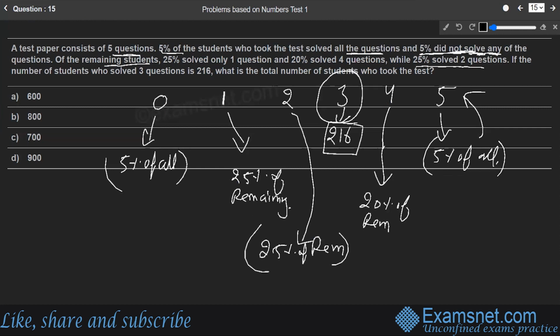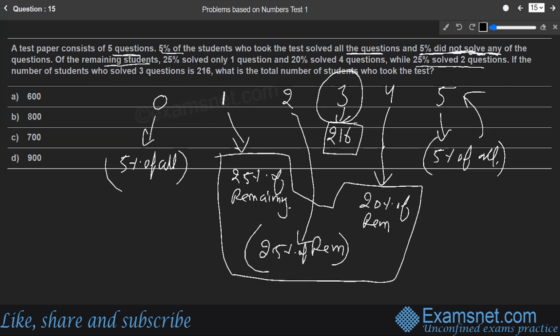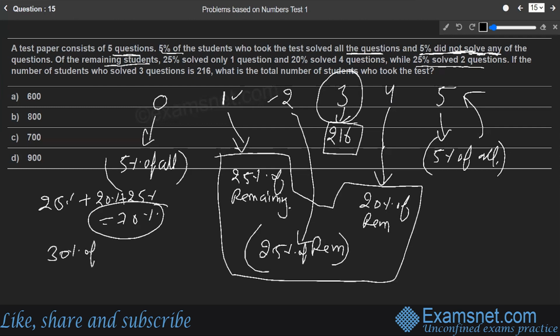Now let us find out the data for the remaining ones. Of the remaining, it is 25%, 25%, and 20%. So the data for the remaining is 25% plus 20% plus 25%, which constitutes 70%. So 70% of the remaining students could solve one question, two questions, and four questions. That means the rest of the people other than 70% are 30% of the remaining, because 70% of the remaining were able to solve 1, 2, and 4. So the remaining would be 30%.